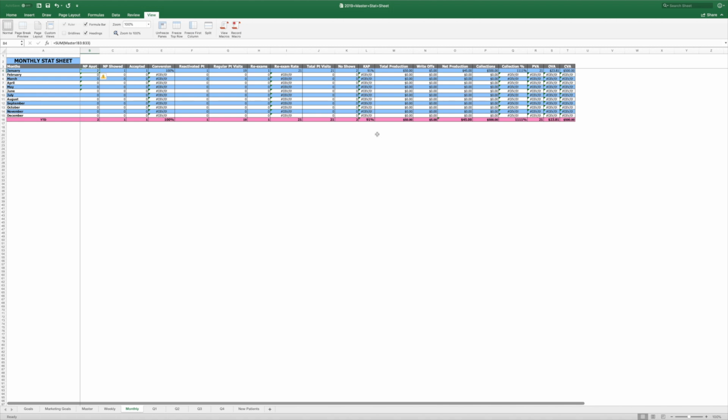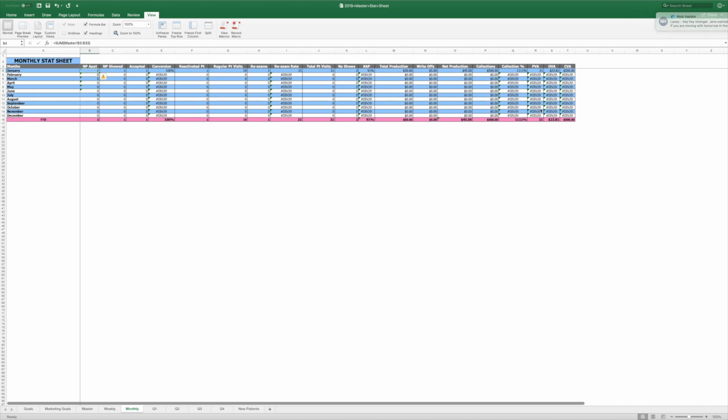Total production, total amount of write-offs, our net production, and of course, our collections. Again, giving us our collections percentage. And now you can see our PVA for the month, our OVA for the month, and our CVA. This is a great number. These are great numbers to look at and get a pulse on all of the time. You should be looking at this monthly stat sheet.